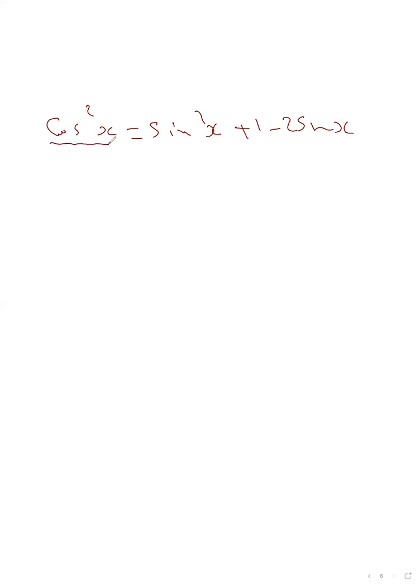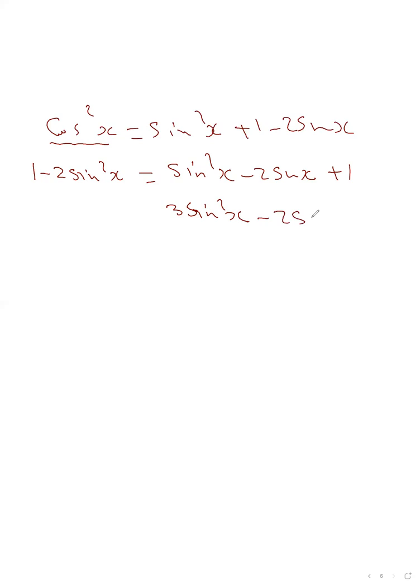Cosine 2x is 1 minus 2 sine squared x. It will be sine squared x minus 2 sine x plus 1. Okay, and put it there. It will be 3 sine squared x minus 2 sine x equals 0. And factorize it. Sine x common will be sine x times 3 sine x minus 2 equals 0.